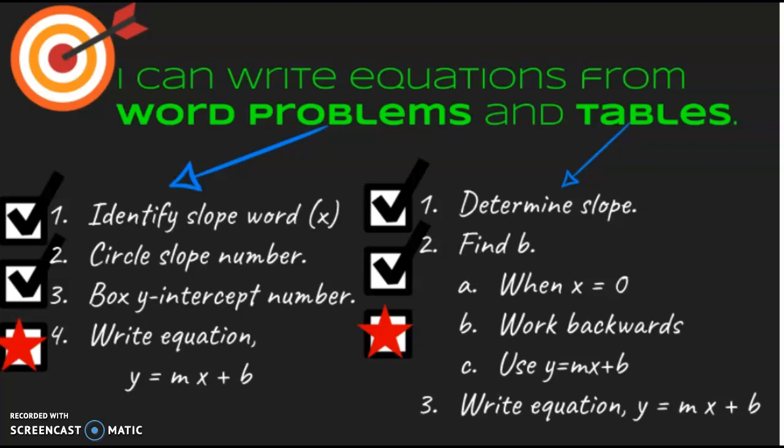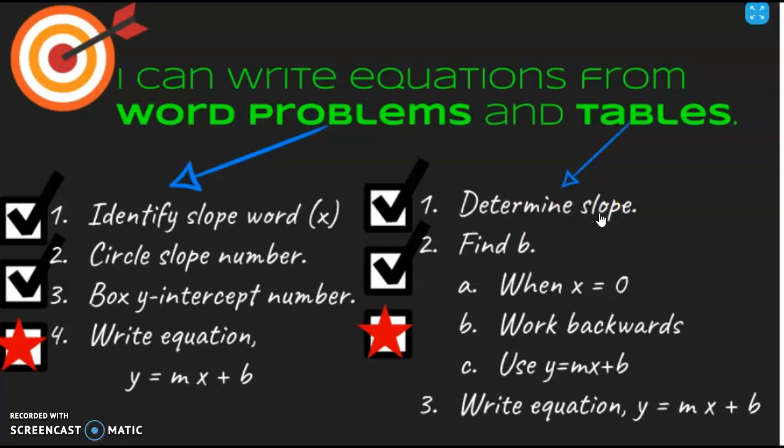Okay, so slide 4 is our checklist for today. We're going to write equations from word problems and tables. If you notice, we have already worked on some of these steps before. Okay, word problems are going to be kind of new to us because we haven't learned slope words yet. But if you notice over here on the table side, determine slope, we've found slope from 2 points. A table just gives us more than 2 points.